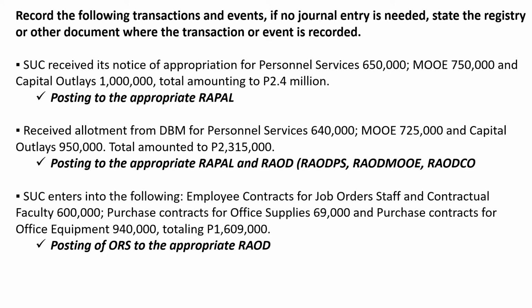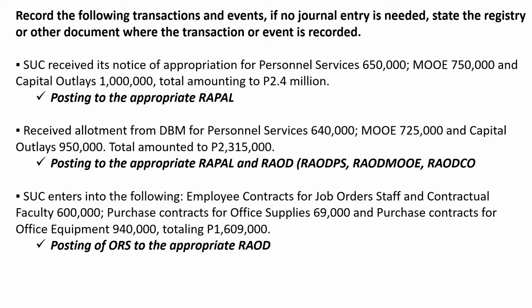So we do not record this transaction, but rather we post this to the appropriate RAPAL. So again, what is RAPAL? RAPAL is the Registry of Appropriations and Allotments. So we record that to the appropriate column for PS, MOOE, no FE for this problem, and CO. So that is for the receipt of the GAA.